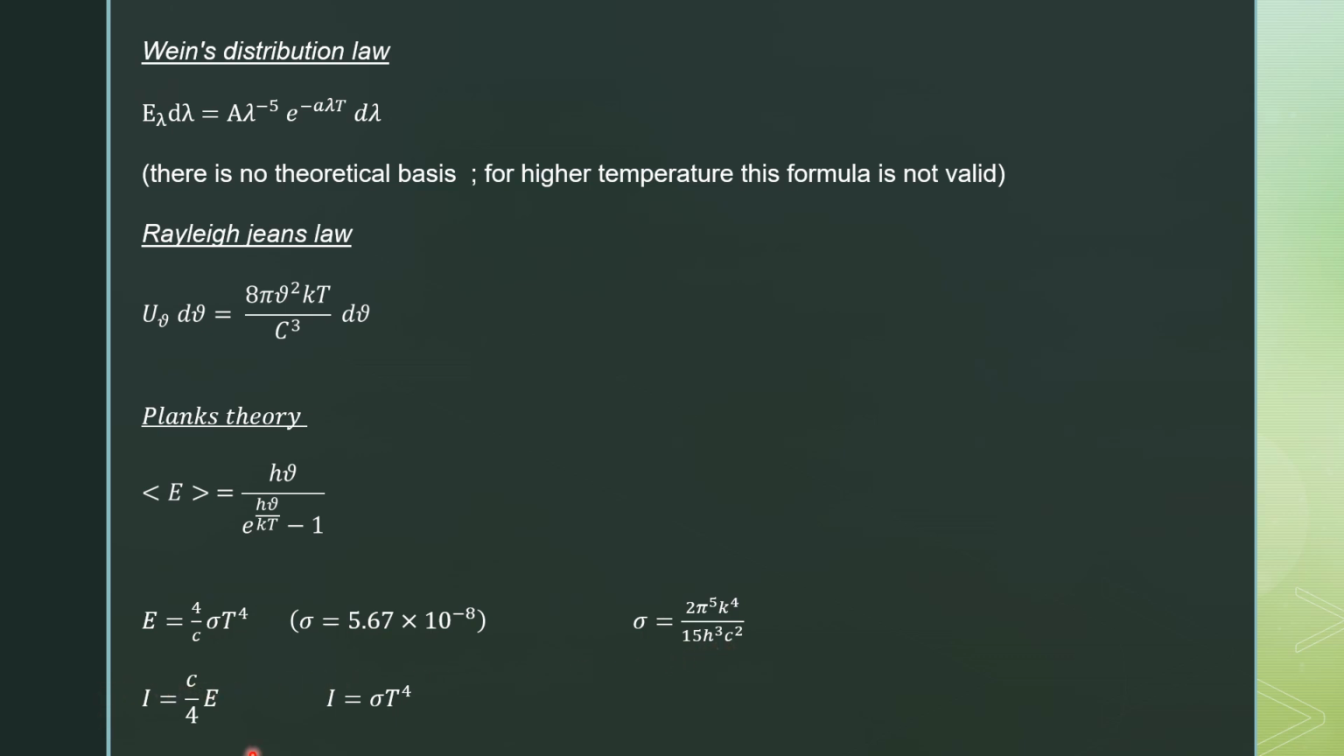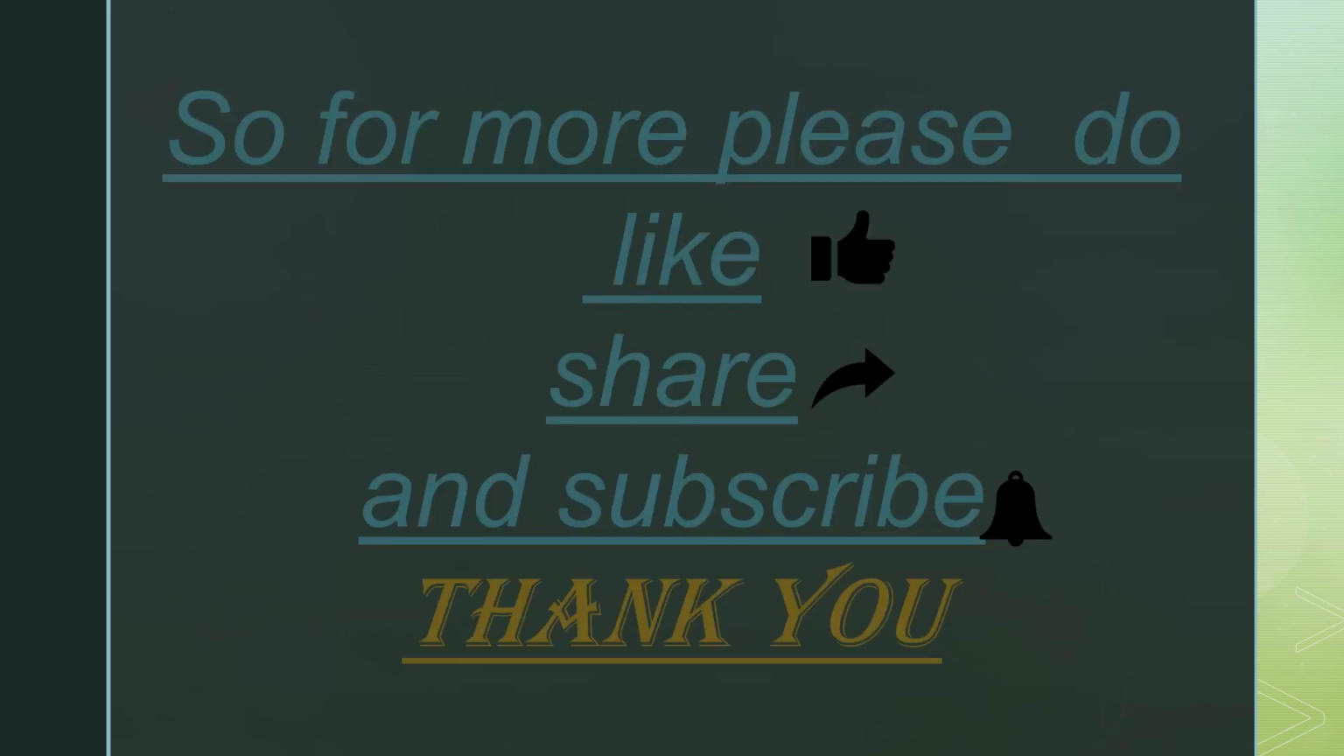And also the intensity can be written as c by 4 E, and we can say that I is equal to sigma T to the power 4. So intensity is proportional to temperature to the power 4. So here are some basic formulas on STR and blackbody radiation.